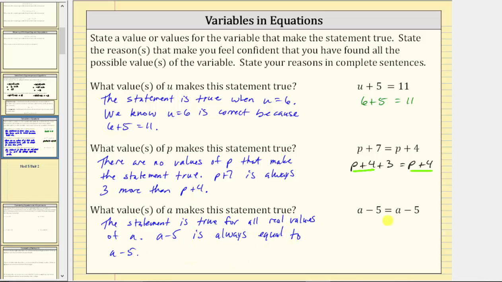We can also say that this equation has infinite solutions, or we can say this equation is an identity because the left side is always equal to the right side.